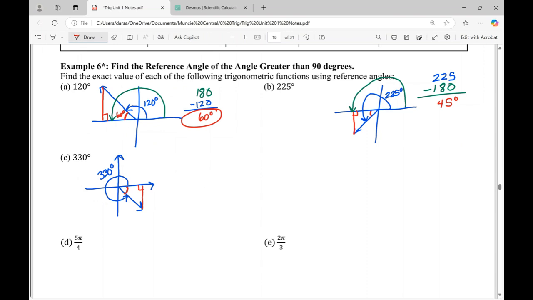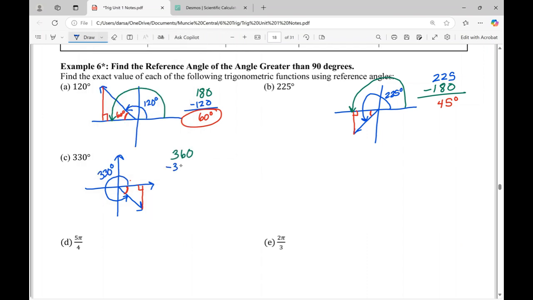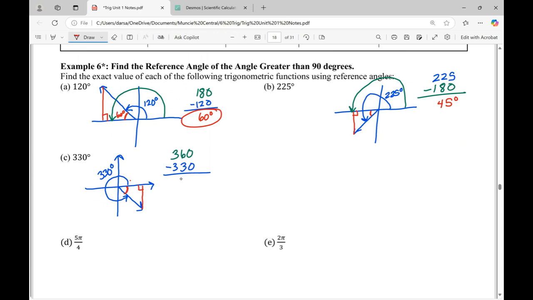origin. But notice if we take all of this blue and add the red to it, we went through 360 degrees. So we take the 360 degrees, subtract off the blue 330 degrees, and what is left is our reference angle of 30 degrees. So this little guy here is a 30-degree reference angle, and we can use a 30, 60, 90 triangle to help us solve this problem. Now, that's how you find reference angles in degrees.